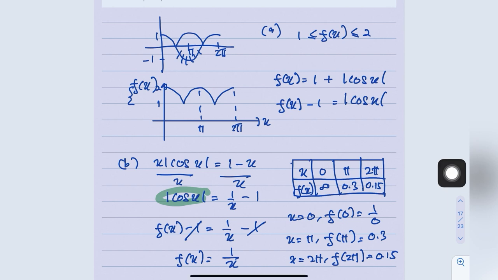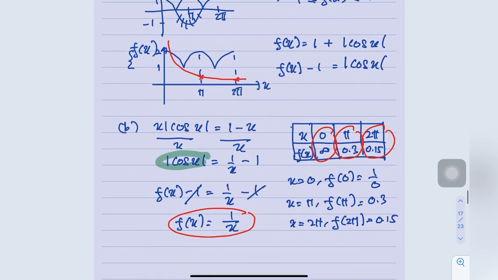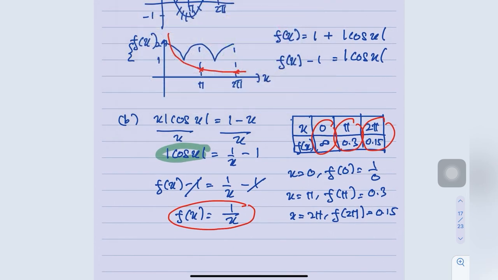So at 0 it is infinity, at pi it is 0.3, somewhere here, and at 2 pi it is 0.15, here. This is a reciprocal graph, so we draw the reciprocal graph on the same axes as the graph of cos, like this. Then we can find the number of solutions, which is the number of intersection points. Here there is only one intersection, so the number of solutions equals 1.